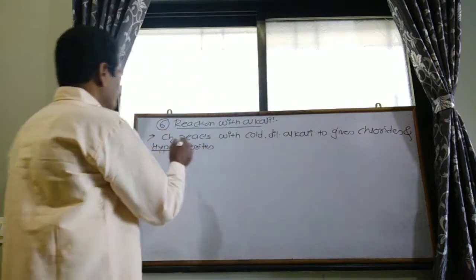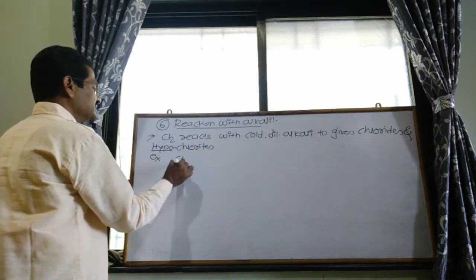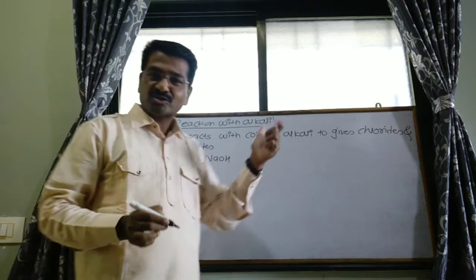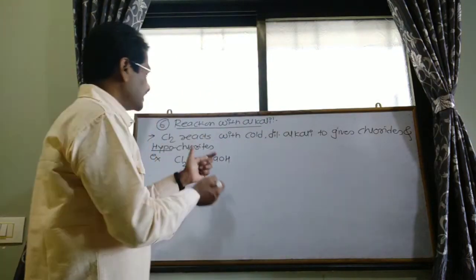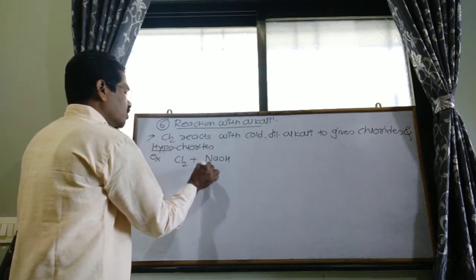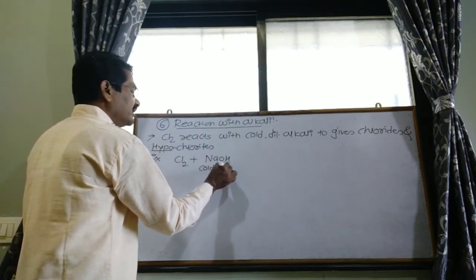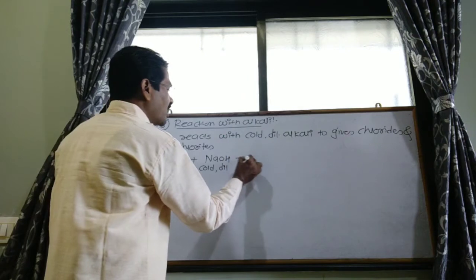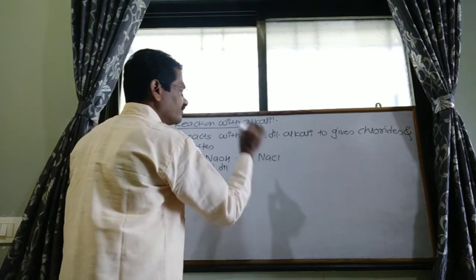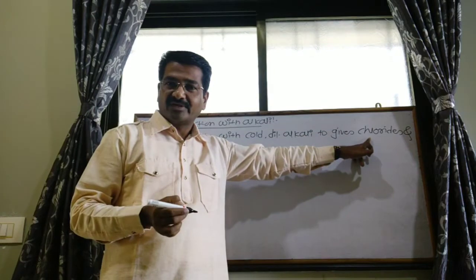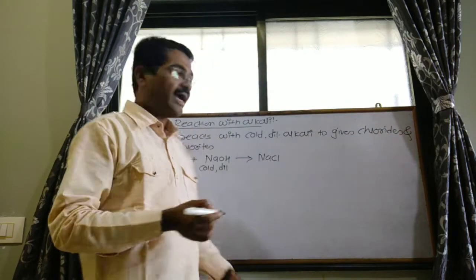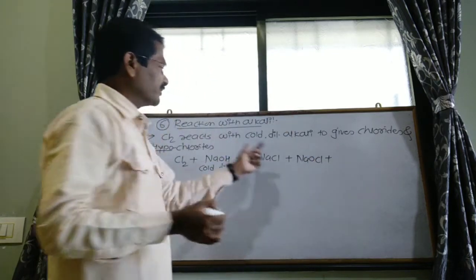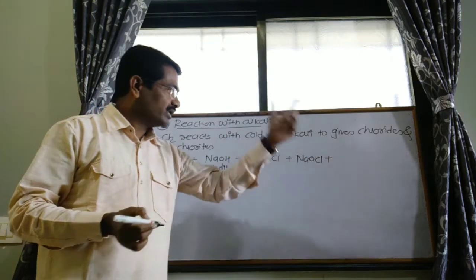For example, Cl2 reacts with NaOH, that is alkali, sodium hydroxide. That sodium hydroxide is taken in a cold condition and dilute in nature. Then it forms sodium chloride as the first product, and the second one is sodium hypochlorite, NaOCl. Sodium chloride, common salt, and sodium hypochlorite.